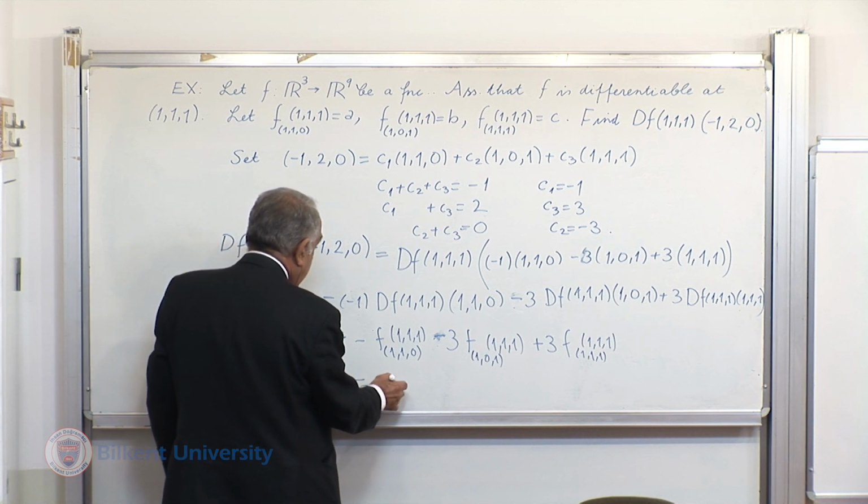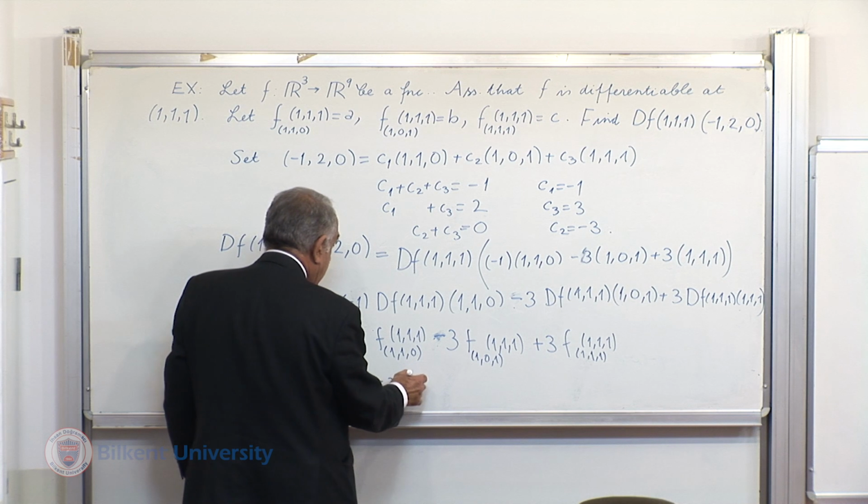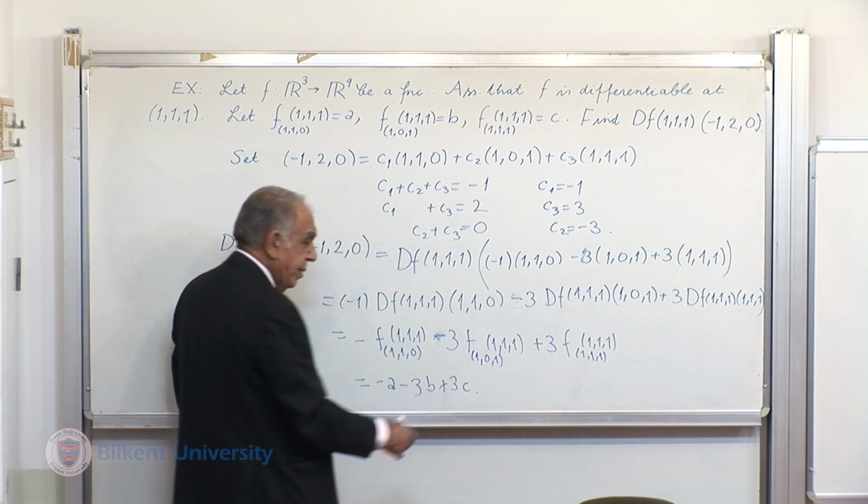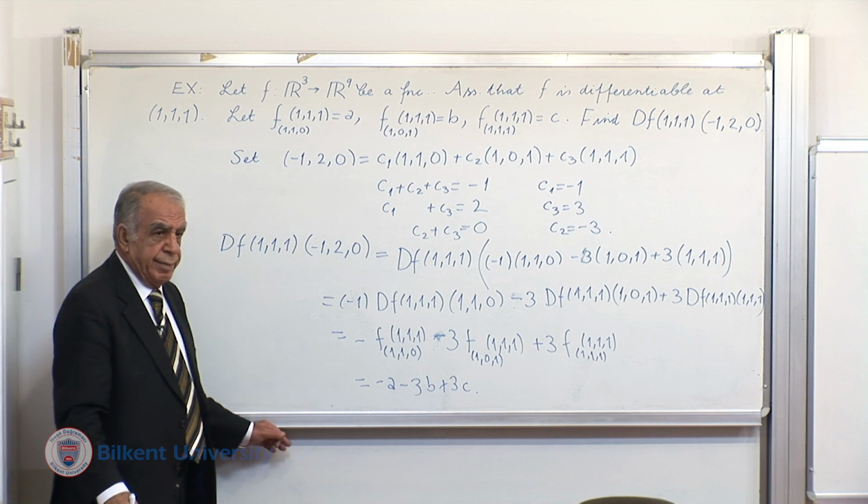So the answer turns out to be -A minus 3B plus 3C. Okay?